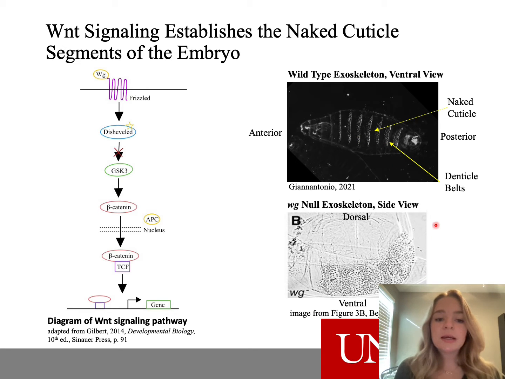Now when the Wnt signaling isn't activated, then what we see is along the ventral portion only areas of denticle belts and no naked cuticle established. So Wnt signaling begins with binding of the ligand wingless to the receptor, activating the cytoplasmic components to enter the nucleus, and the response element, which is beta-catenin and TCF, are going to activate the response of forming naked cuticle.